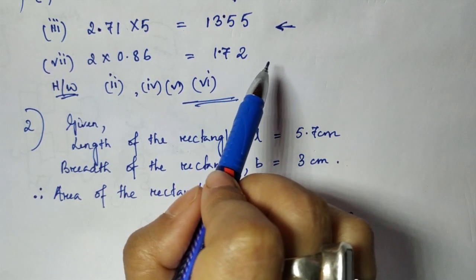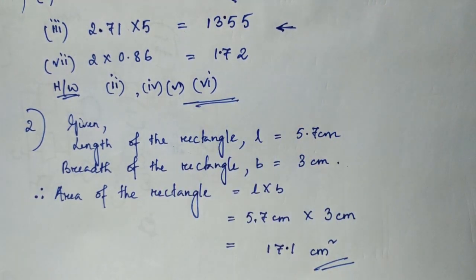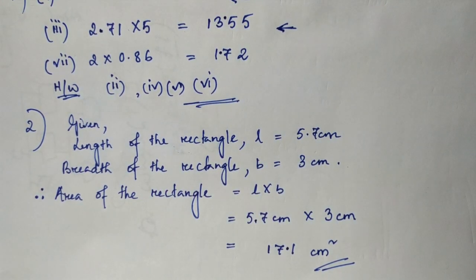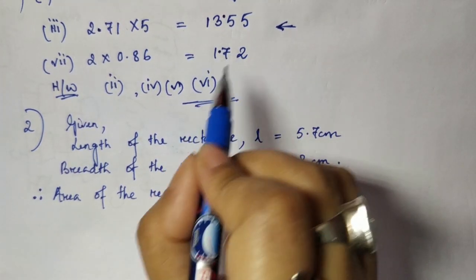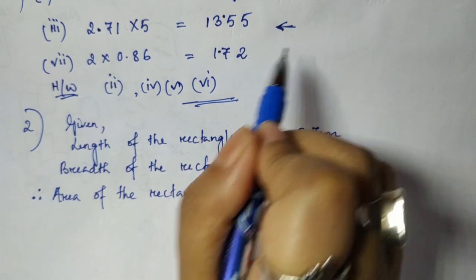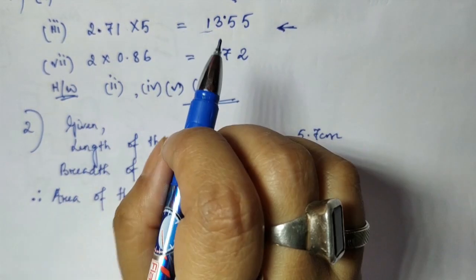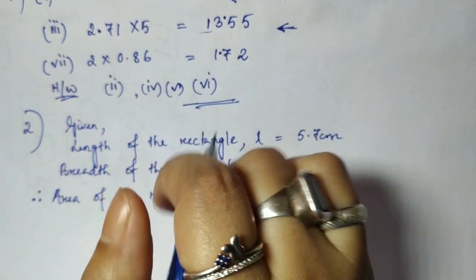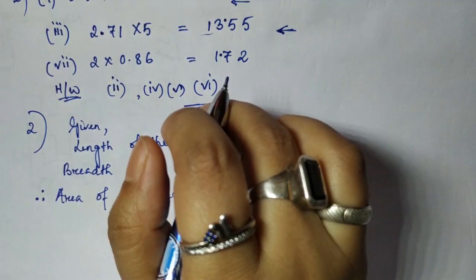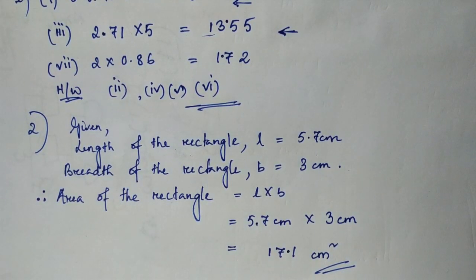Now when you read a number like this one, you don't read it as 1 point 72, that is a very wrong way of speaking. After the decimal, the numbers are read as single digits. Like this one is 13 point 55, don't say it as 13 point fifty-five. Okay, now let us move on to question number 3.